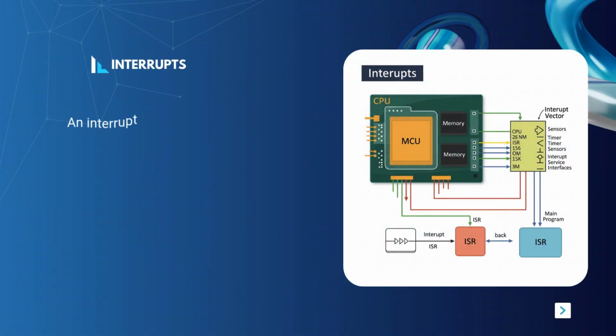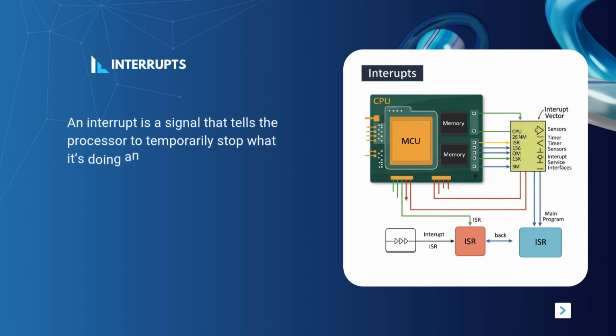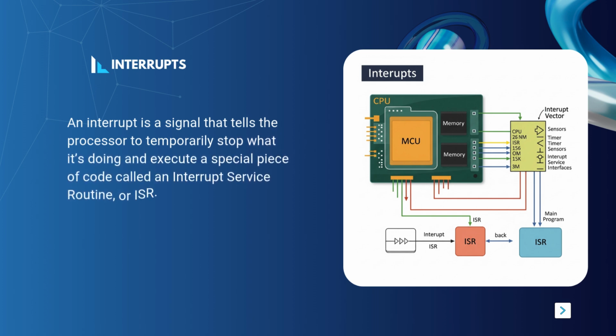Now let's talk about interrupts, one of the most powerful tools in embedded programming. Interrupts allow your microcontroller to respond instantly to events, instead of constantly checking for them. Here's a real-world analogy. You're watching a movie. Suddenly, your phone rings. You pause the movie, answer the call, finish, and return to your movie. That's exactly how interrupts work. The processor is doing something, and an external or internal event interrupts it. It temporarily jumps to an interrupt service routine, or ISR, handles the event, and comes back to where it left off.